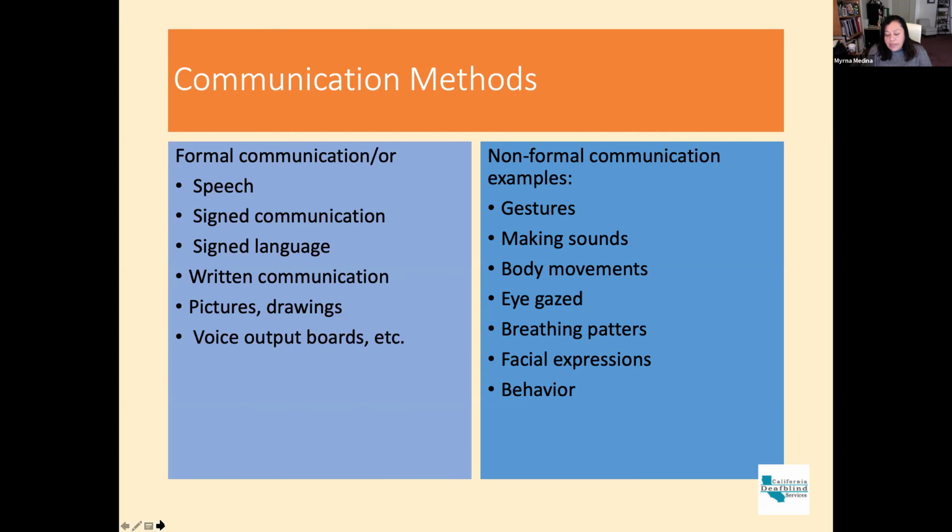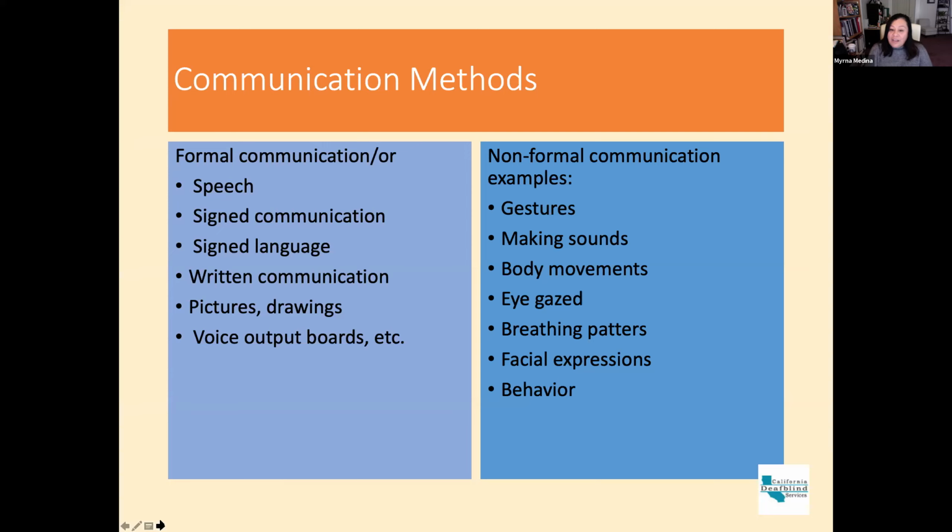When I said formal communication in the previous slide, as a parent I thought formal communication was just what we think it is: speech, sign language, written, braille, pictures, drawings, voice output boards, and so on and so forth. We thought that was the communication we were going to get with my son, and we worked as much as we could to have this form of communication be the way he communicated with us. But on the other side, he was more non-formal communication.